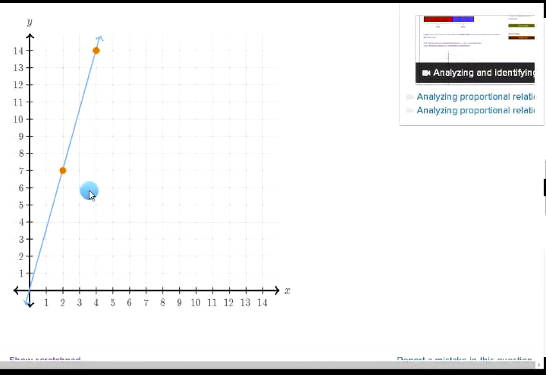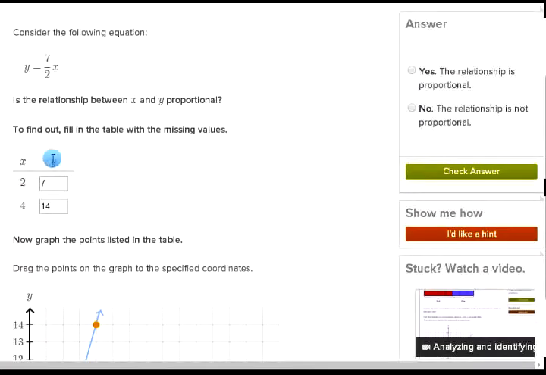So I did my table, now my graph. Again, think back to what we discussed. Does my line go through 0, 0? And if it does, then it is proportional. So my graph proves that I am proportional. My table, it's rising by 7 every time, so this is proportional.